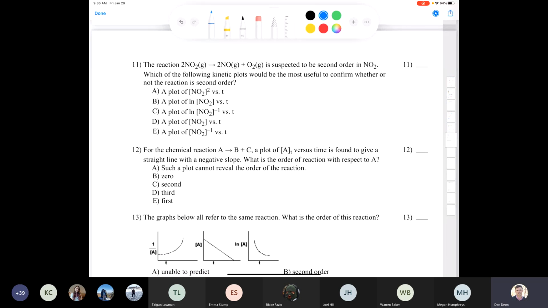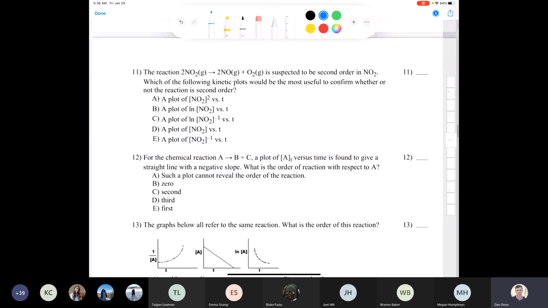All right, well, let's move on to question number 11. It says, the reaction of 2NO2 producing 2NO plus O2 is suspected to be second order in NO2. So suspected to be second order. So that means our rate law would look like this. Rate is equal to K times NO2 to the power of 2 because it's second order.